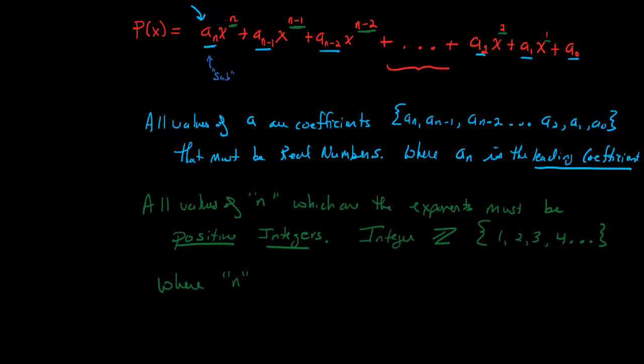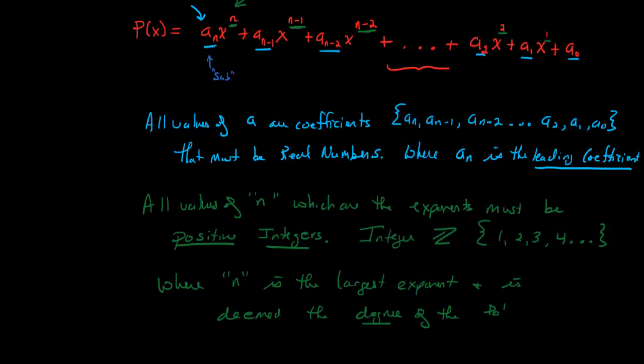So specifically, the value of n, which is this guy right here, attached to that first term, is the largest exponent and is deemed the degree of the polynomial.